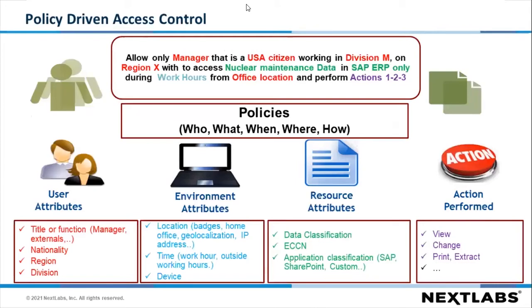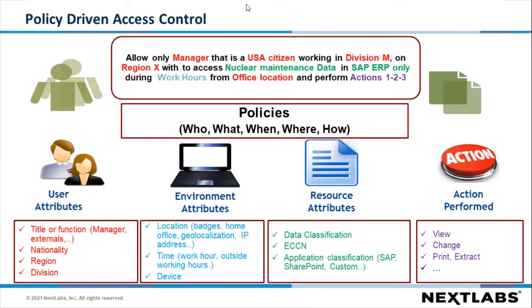Here's an example of how this would work. This is an attribute-driven policy that's been defined. There are user attributes, like their title, their location, their potential citizenship and nationality, and what division they work in. There are environmental attributes, so the location of the resource that's being accessed, as well as the location of where the access request is coming from, what time of the day, and what device as well.